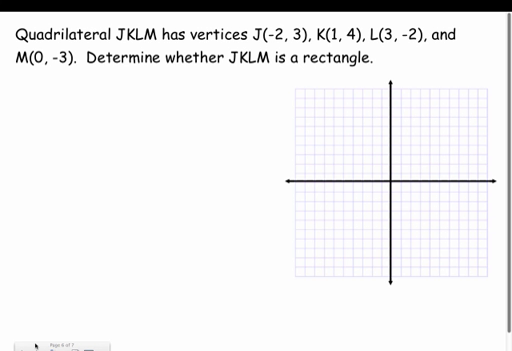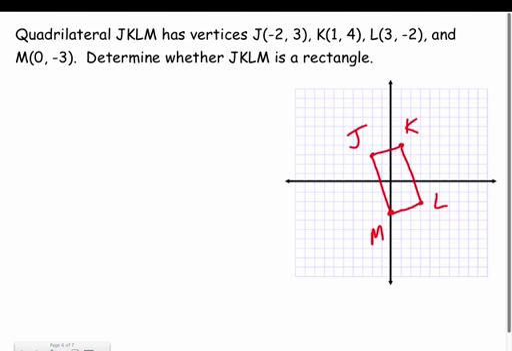How about this one? Quadrilateral JKLM has vertices of the following. Determine whether it is a rectangle. Let's graph it first so we can take a look. So I got J at -2, 3. I got K at 1, 4. I have L at 3, -2. And I got M at 0, -3. Let's add an angle. All right, it looks like it should be.